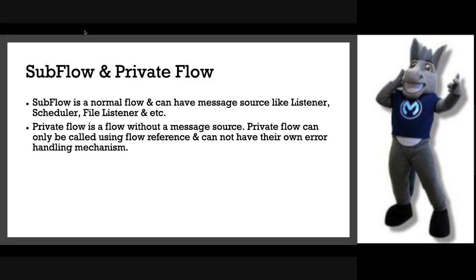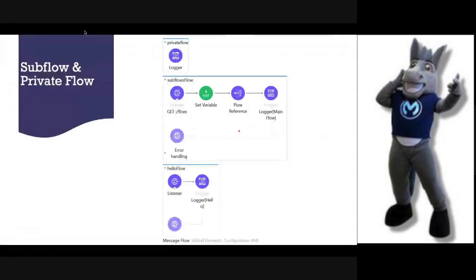And then a private flow is a flow without a message source. That means we can only reference this private flow from some other flow with the help of a flow reference. That is a new component that we will be introducing today, and it cannot have its own error handling mechanism. So whatever the parent flow, or we can say the calling flow, has as its error mechanism will all be applied to the private flow. So let's quickly see how it actually works.